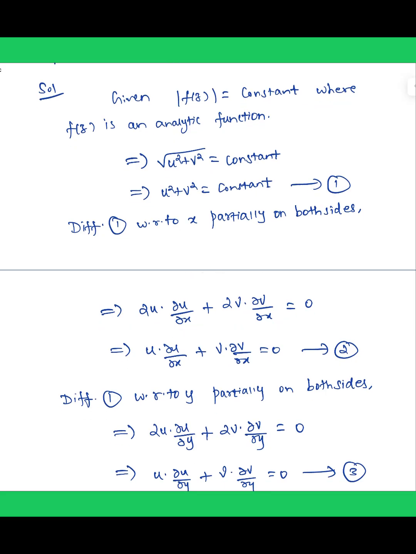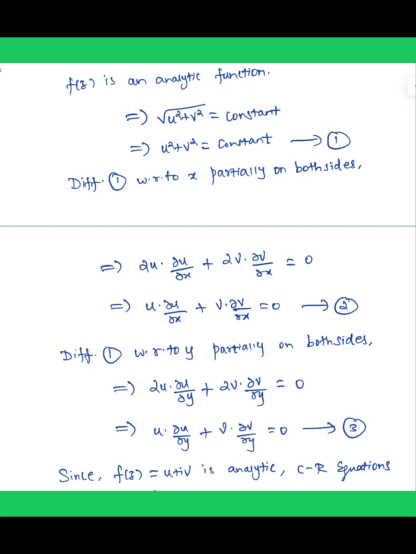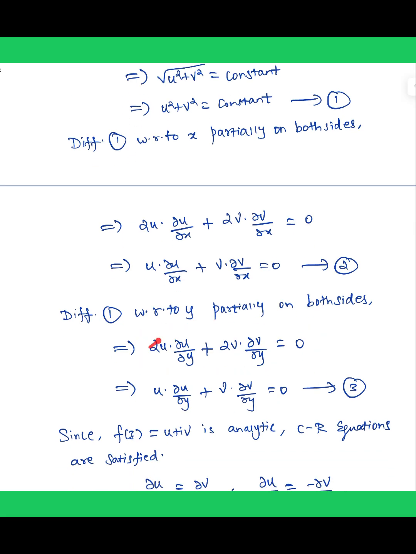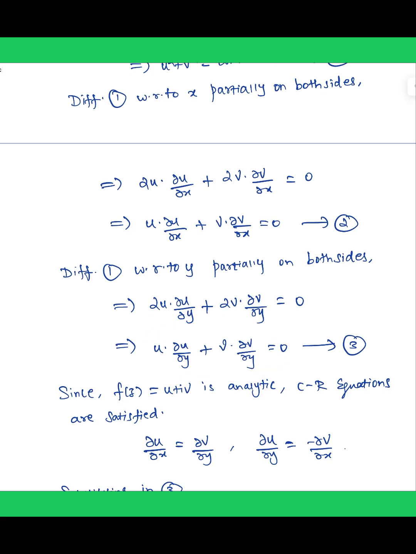Now take 2 common, so there won't be 2 here. So u ∂u/∂x plus v ∂v/∂x equal to 0. Now again you differentiate equation 1 with respect to y. So 2u into ∂u/∂y plus 2v into ∂v/∂y is 0. Again, when you take 2 common, you get u ∂u/∂y plus v ∂v/∂y equal to 0. So you get equations 2 and 3 here.